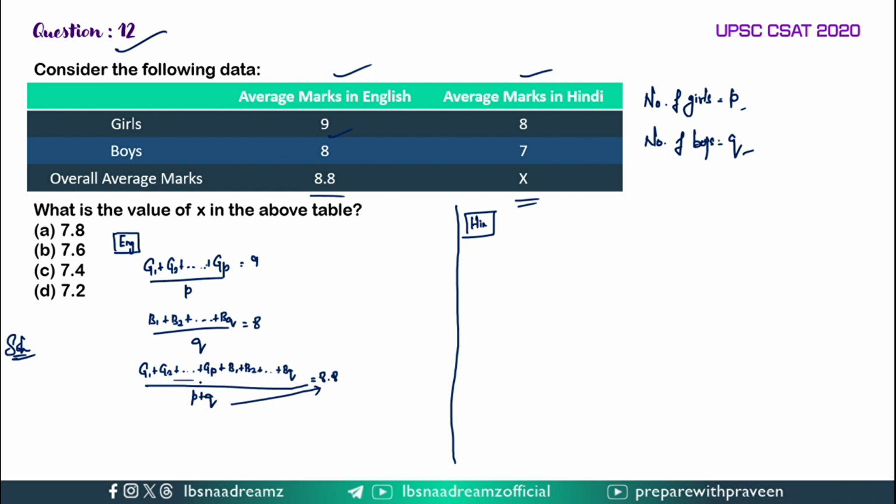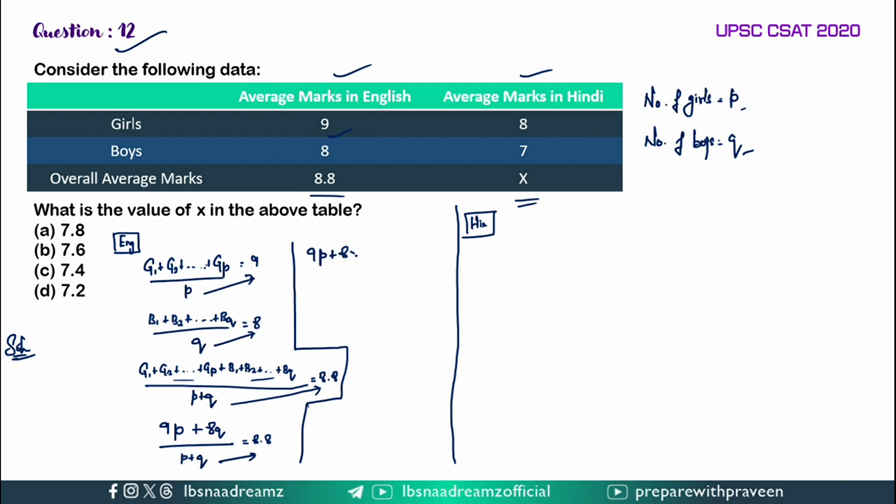First we will substitute the value of this and this. So G1 plus G2 plus and so on to GP is equal to 9P, plus B1 plus B2 plus so on to BQ is equal to 8Q, divided by P plus Q is equal to 8.8. Now to find the total score, we can cross multiply this and this. 9P plus 8Q is equal to 8.8P plus 8.8Q.